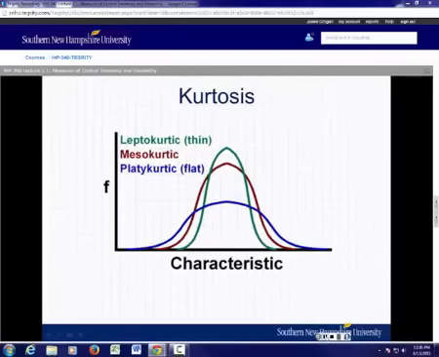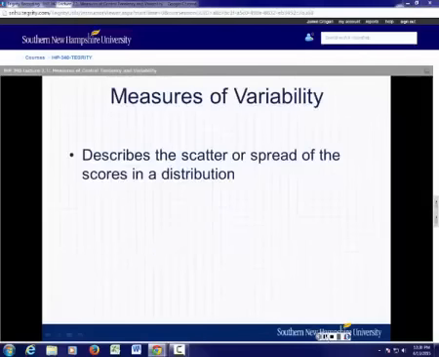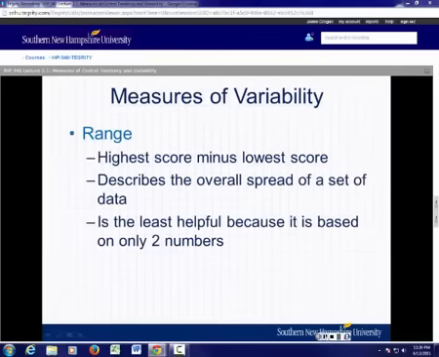Now the variability, or the amount of spread in those scores, is something that we're going to be talking about next. So measures of variability describe the scatter or the spread of scores in a distribution. Two common measures of variability are the range and standard deviation. So first, the range is simply the difference between the highest and the lowest scores.